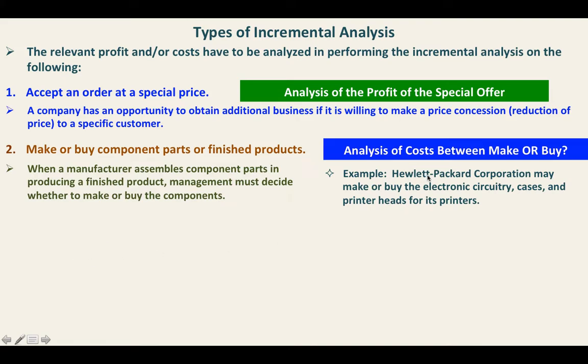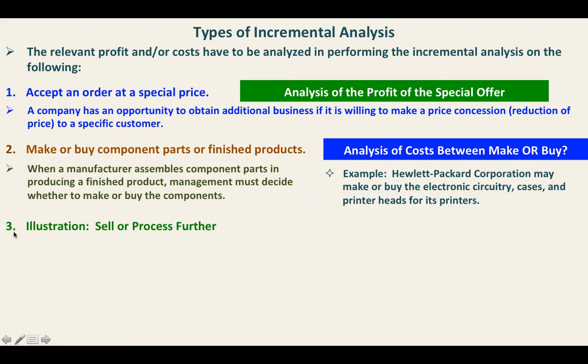Example, Hewlett Packard Corporation may make or buy the electronic circuitry or cases or printer heads for its printers, okay? Because the printer consists of several parts. And the company may choose to make it on their own or just buy it from another supplier. Okay.